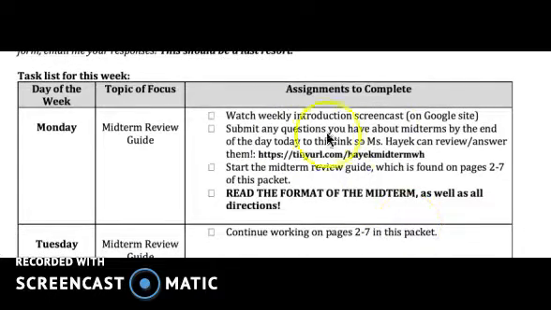The first thing I'm asking you this week is that if you have any questions about midterms, you reach out to me at this link. I'm afraid that if you each send me emails, I'm going to miss those emails and not respond to them. So please submit any questions you might have to this link, and you can submit more than once. I also asked you to please read the format of the midterm and all of the directions, which you will find within the review guide.